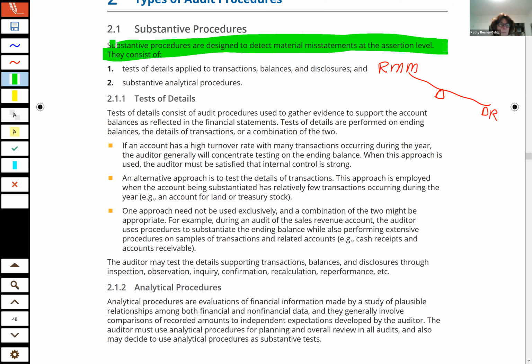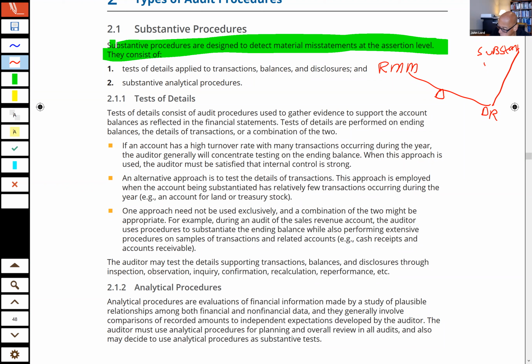Okay, good. Now, when we look at our substantive procedures, remember, guys, we have to do what? We have to bring down our detection risk when our RMM is up. And the way we bring down our detection risk, what's up here? What will be the upside here? Substantive tests. Good. Our substantive procedures.